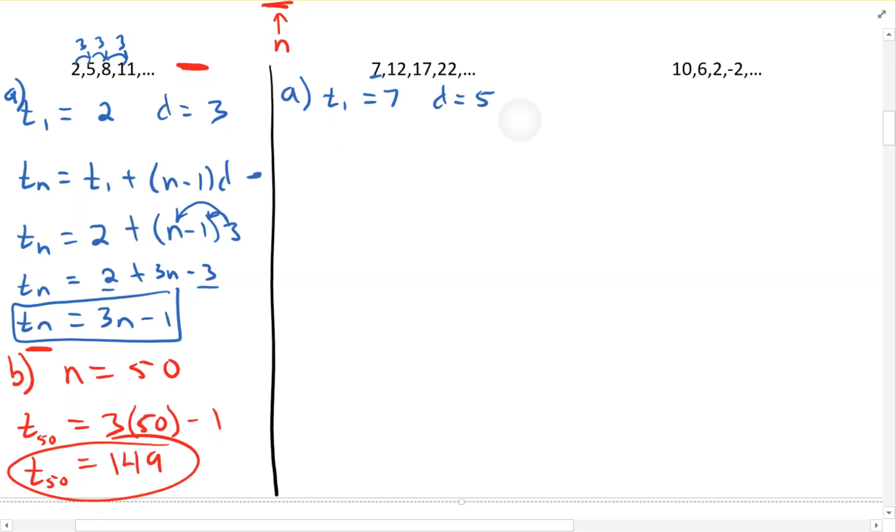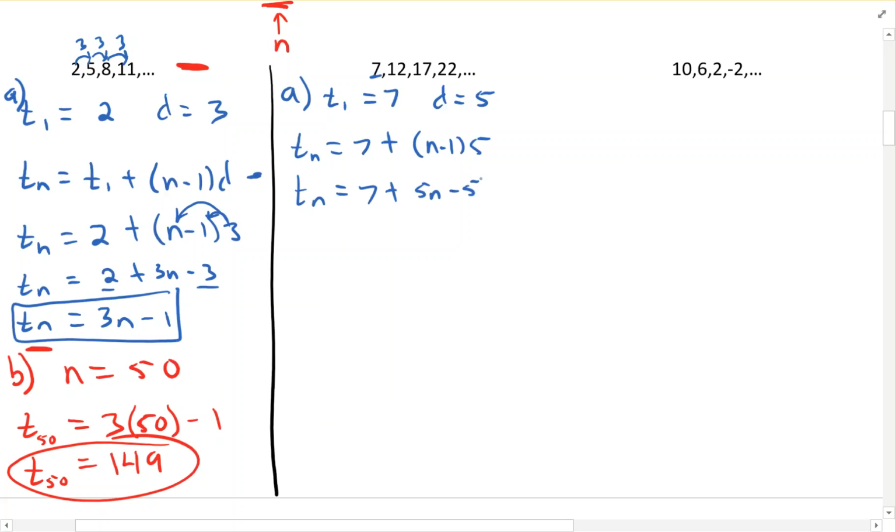So we'd say Tn is equal to T1, which is 7, plus n minus 1 times d, which is 5. Tn is going to be 7 plus 5n minus 5. So our formula is going to be Tn is equal to 5n plus 2.